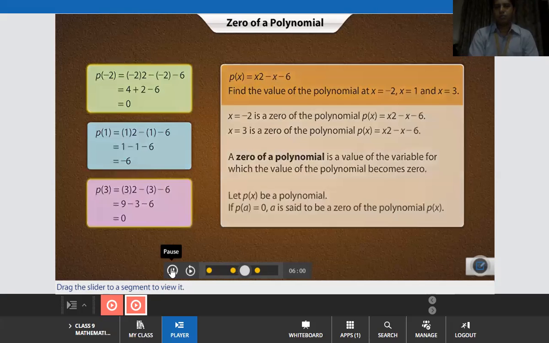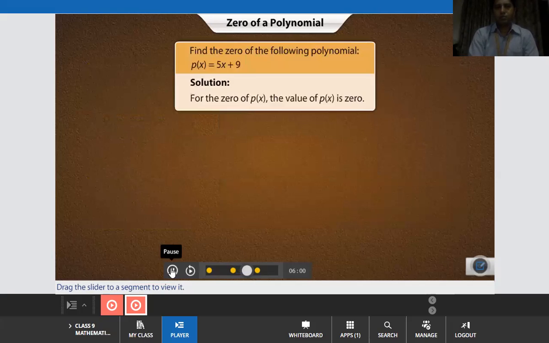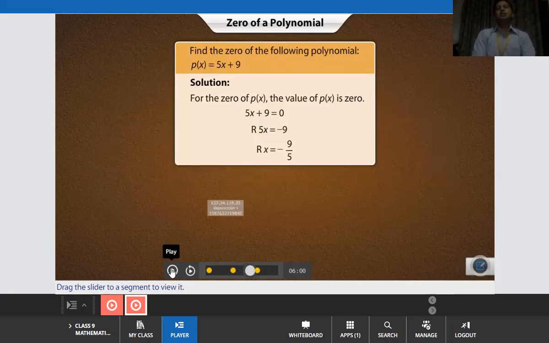Now, let's see how we can find the zero of a polynomial. If we need to find the zero of any polynomial, we need to equate it with 0, and we need to find the value of x in that case. So we have 5x + 9, and we equate it with 0. When we transpose this 9 to the right hand side, it will be 5x equals -9, or the value of x will be -9 by 5.